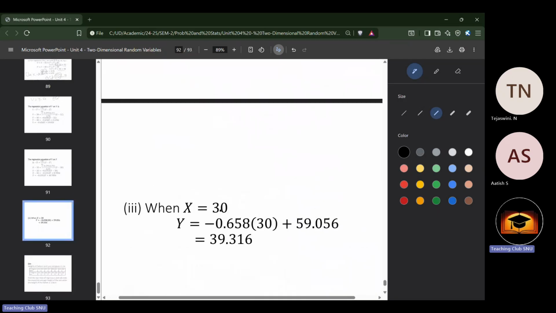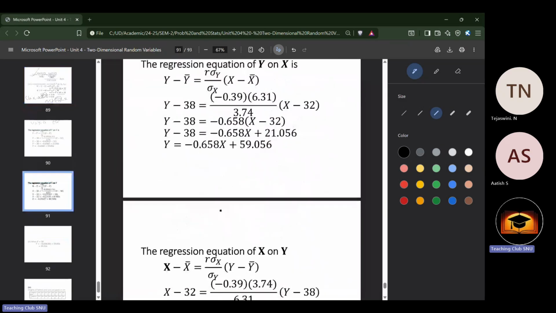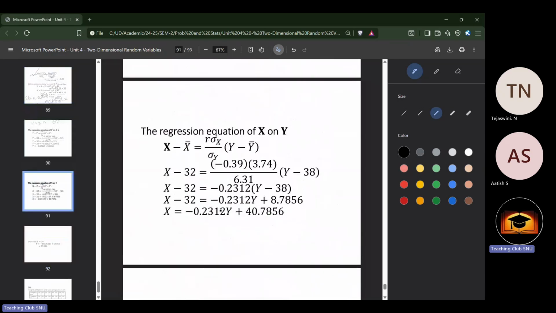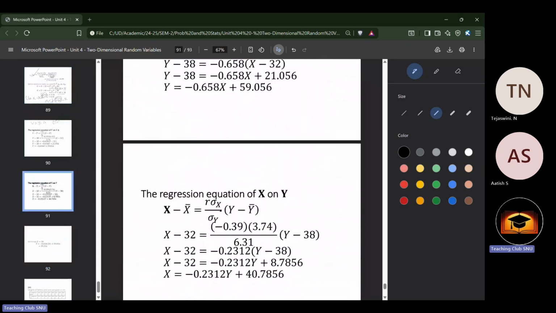So here I'm given the value of x equal to 30. I have to find the value of y. X equal to 30, I have to find the value of y. So I'll use what? Y on x line.